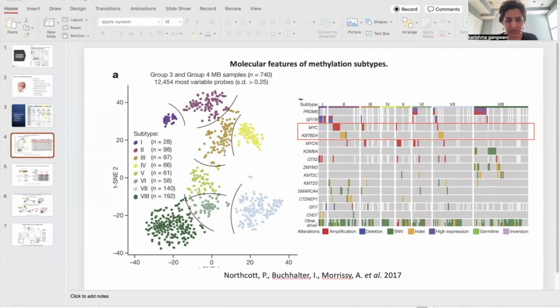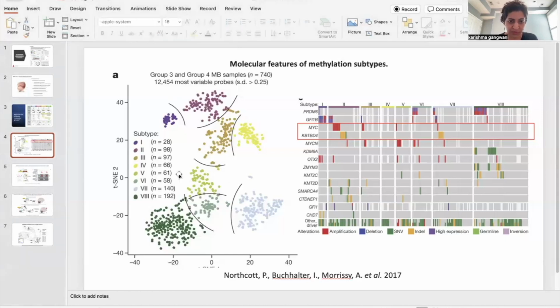So in this TSNE on the left, you can see that there's a distribution or clustering of tumor samples according to the methylation data. And then on top is overlaid the subgrouping for group 3, group 4 tumors, which distributes them into several subgroups that those four main subgroups are stratified across. So you can see that the subgroups within group 3 and group 4 are not well separated and there is some overlap between them.